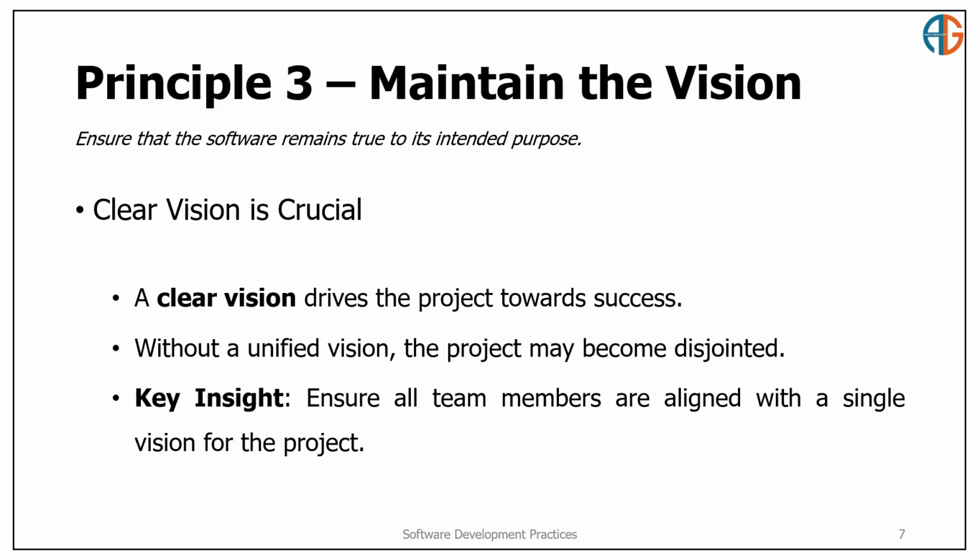A good analogy is a film director maintaining the vision of a movie. Everyone on the film crew, from actors to editors, needs to understand the story and how each scene contributes to it. The same applies in software development. Everyone from developers to testers must share a clear understanding of what the software is trying to achieve.